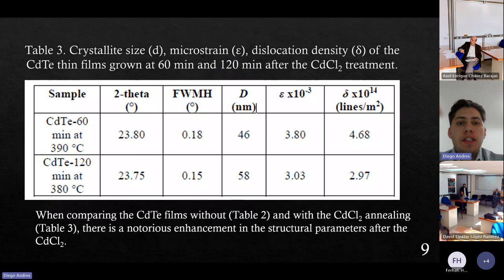Now, using also the Debye-Scherrer equation, we calculated the crystallite size, and the biggest crystallite size that we got was 58 nanometers. Now this is a notable enhancement, and this was due to the cadmium chloride annealing treatment that we saw earlier. Also the microstrain was reduced to 3.8 × 10^-3, and the dislocation density decreased to 2.97 at least.